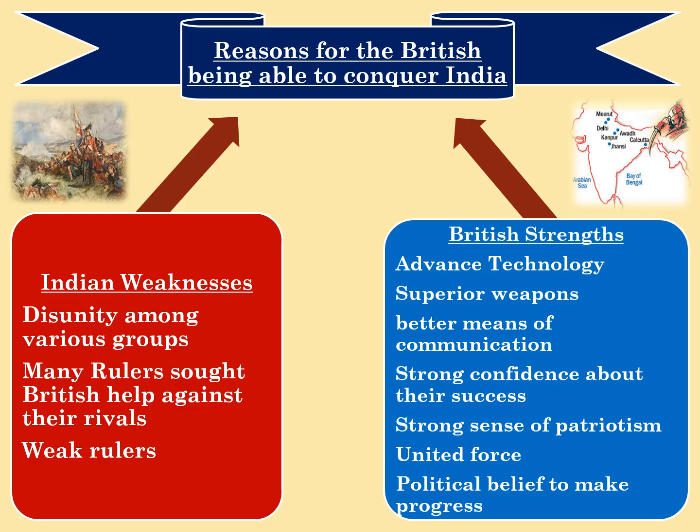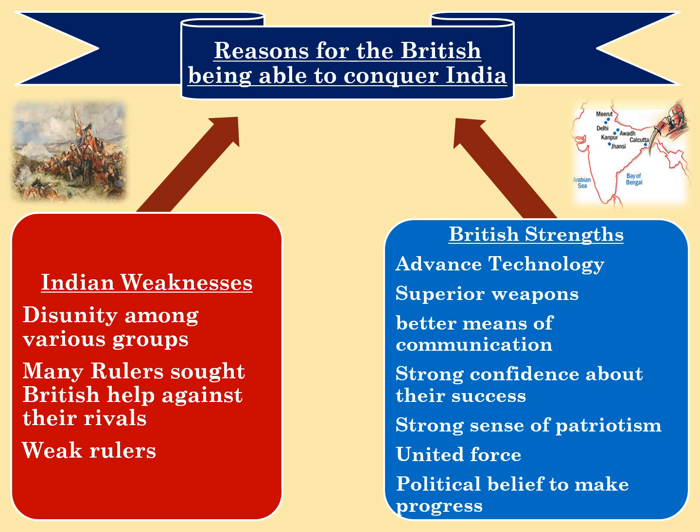Now, if we talk about the reasons for the British being able to conquer India, there were two major aspects. One was Indian weaknesses. There was disunity among various groups and no uniting force as the Mughal rule was declining. Many rulers sought British help against their rivals instead of considering the British as a common enemy. There was a failure of many rulers to reform their states and improve social conditions. They lived on their past history and neglected state affairs.